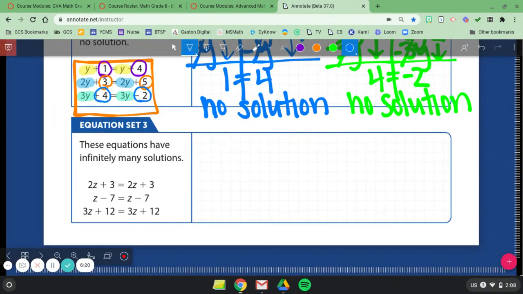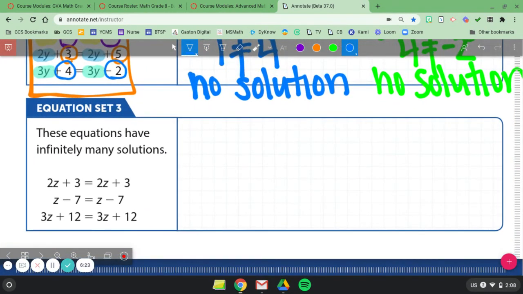Okay. The third set, I want you to notice what you have here. You've got 2z plus 3 equals 2z plus 3. Z minus 7 equals z minus 7. And 3z plus 12 equals 3z plus 12. Okay, well, same thing we did last time. Let's just break this down and see what's happening here.